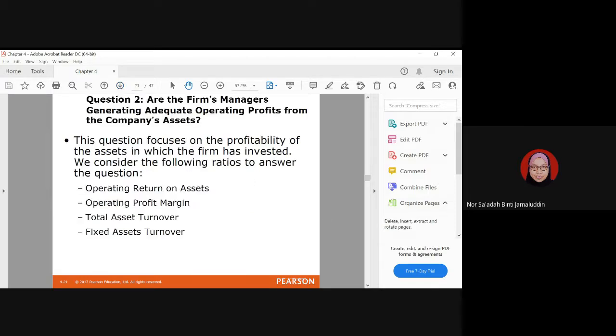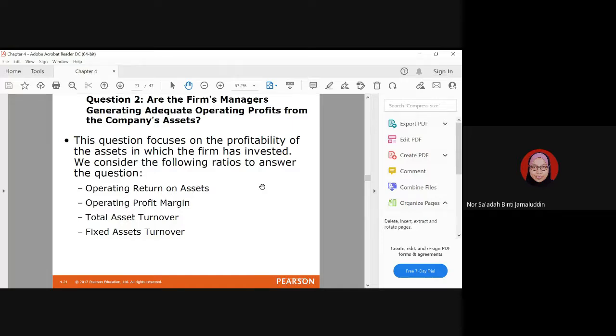Okay, this is question 2. Are the firm's managers generating adequate operating profit from the company's asset? This question focuses on profitability. So when the question asks about profitability, this is focused on the assets in which the firm has invested. We consider the following ratios to answer the question.